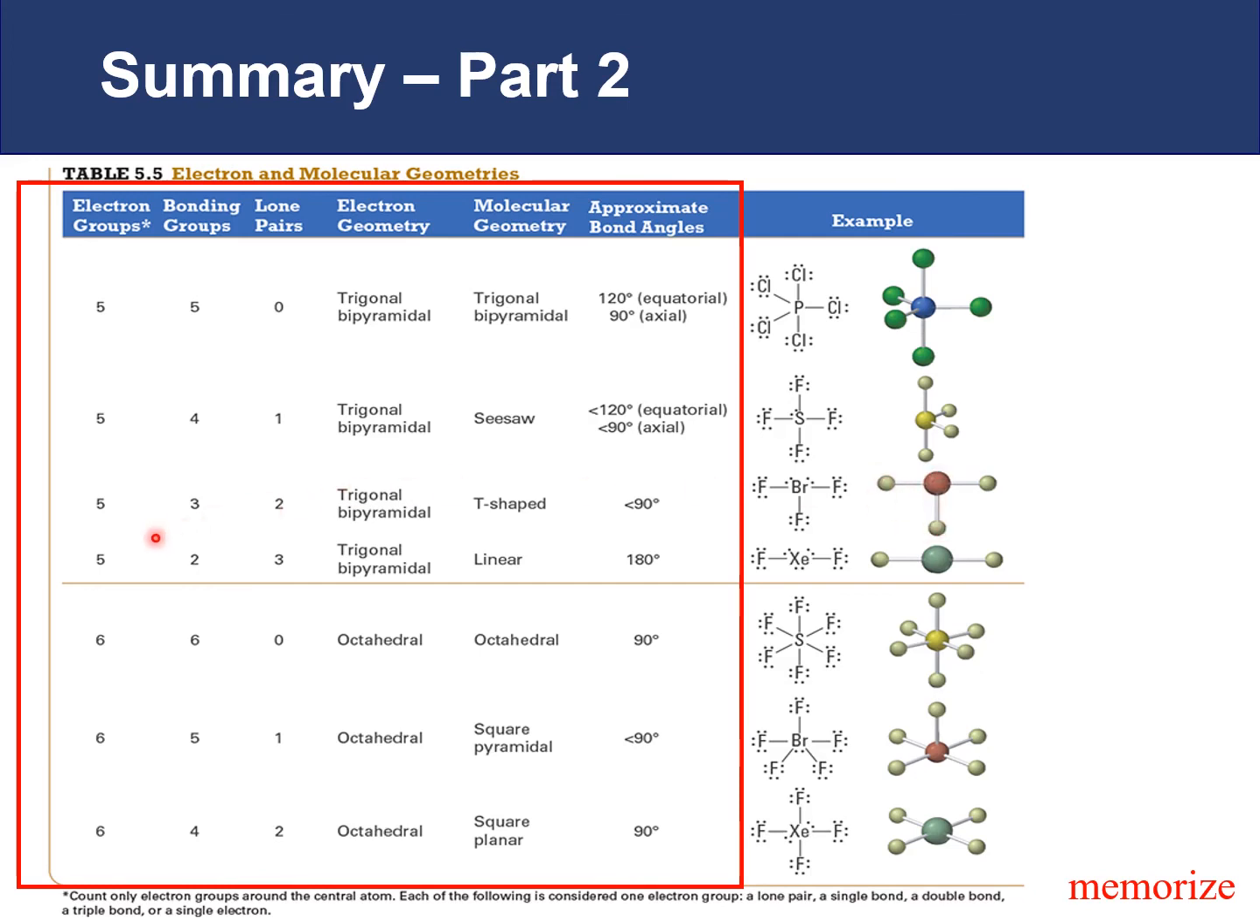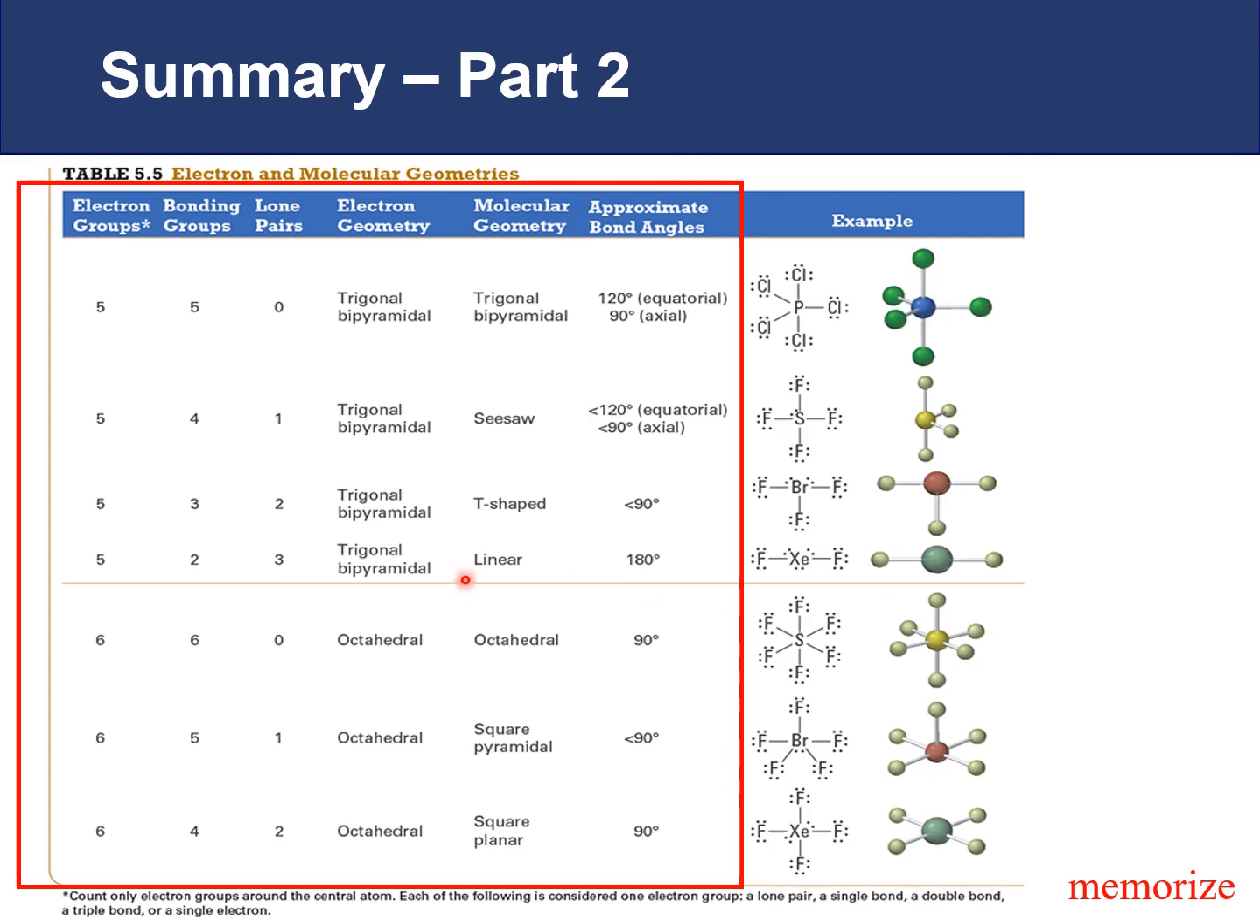If we replace one additional bonding pair for a lone pair, giving us 2 bonding groups and 3 lone pairs, our electron geometry remains trigonal bipyramidal, our molecular geometry is linear, and our bond angle will be 180 degrees.